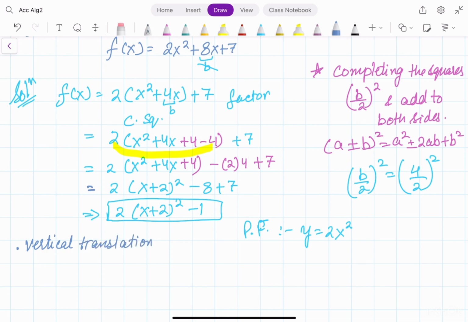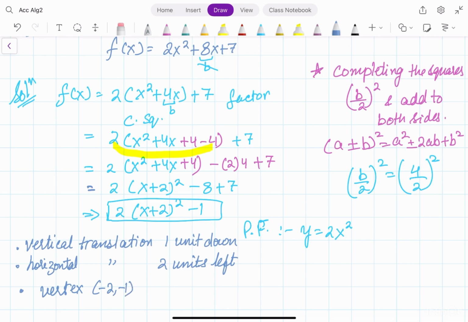But let's write down the vertical translation. So vertical translation is 1 unit down because it is minus 1. And then horizontal translation, because it is plus 2, that means it is going to the left, 2 units left. And finally, let's write down the vertex. The vertex will be (-2, -1).